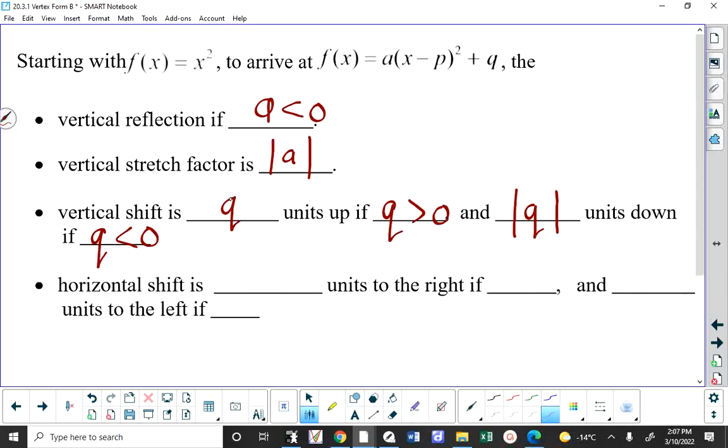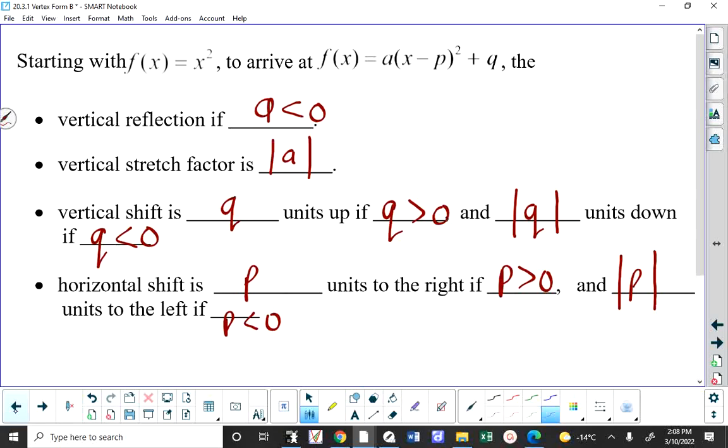And the horizontal shift is P units to the right if P is positive, and the absolute value of P units to the left if P is negative. That's it, right? What you have to be able to do for the quiz, I'm not going to give you this as the quiz. I'm going to give you a specific quadratic function where you would have to know what A is and what P is and what Q is by looking at it.